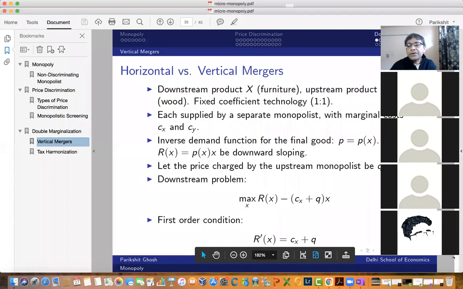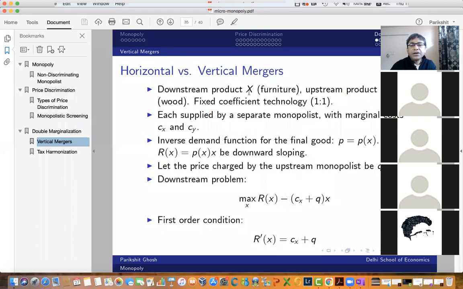So it refers to this problem. It's pretty much this problem which I discussed, which is on the slides. It's putting some numerical values, I think. Okay. So here you have this. You need 1 unit of wood to make 1 unit of furniture, and there's an upstream monopolist. There's a downstream monopolist. There's a demand function. Px is the inverse demand curve.